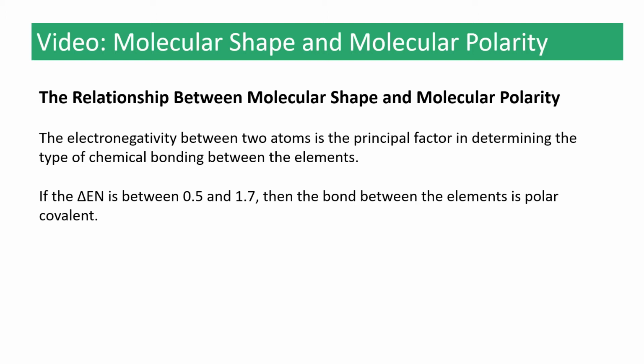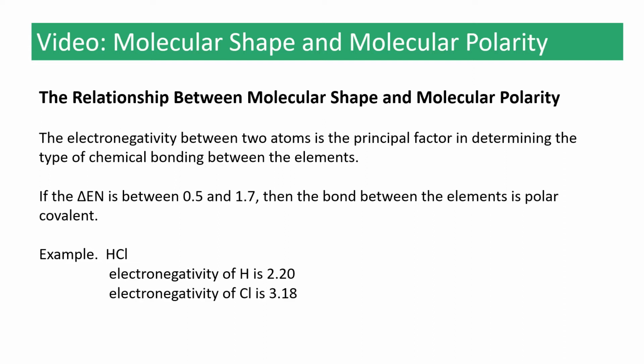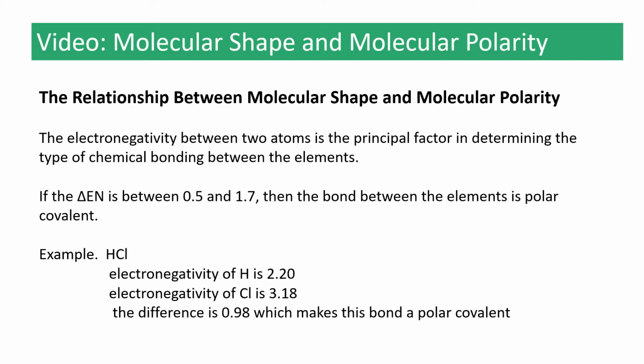If the electronegativity change is between 0.5 and 1.7, then the bond between the elements is polar covalent. For example, HCl. H has an electronegativity value of 2.20. Cl has an electronegativity of 3.18. The difference is 0.98, which makes this a bond that is polar covalent, as it's between the range 0.5 and 1.7.